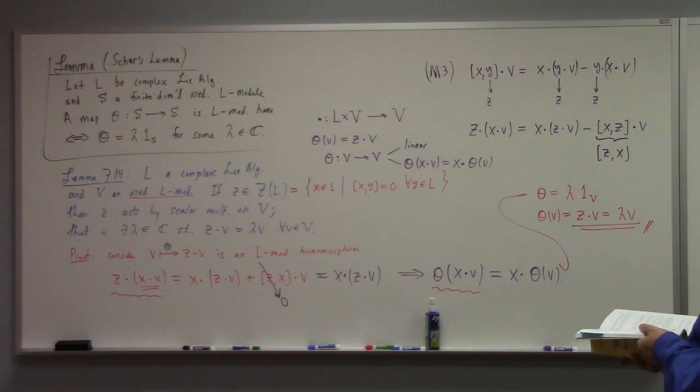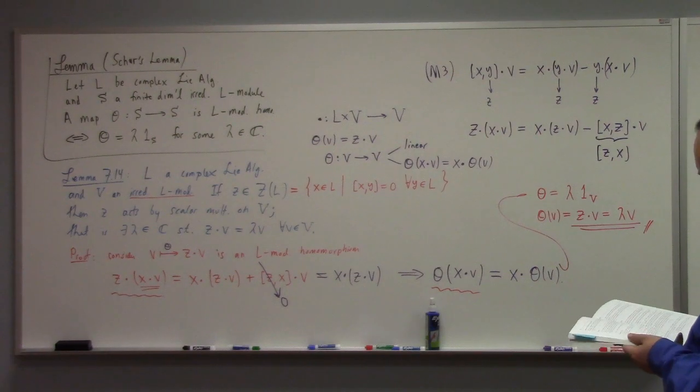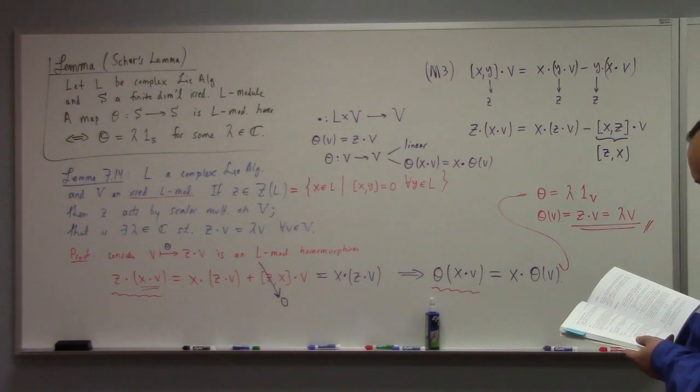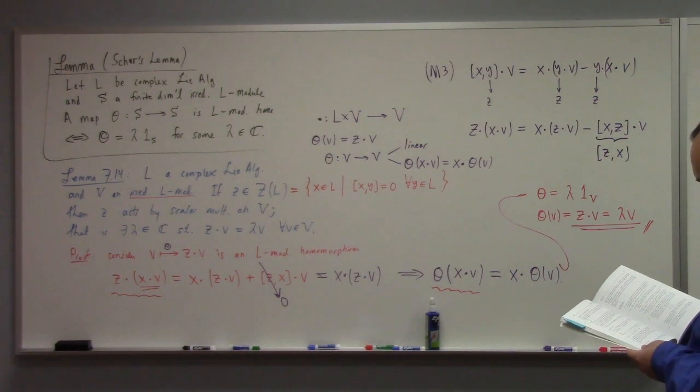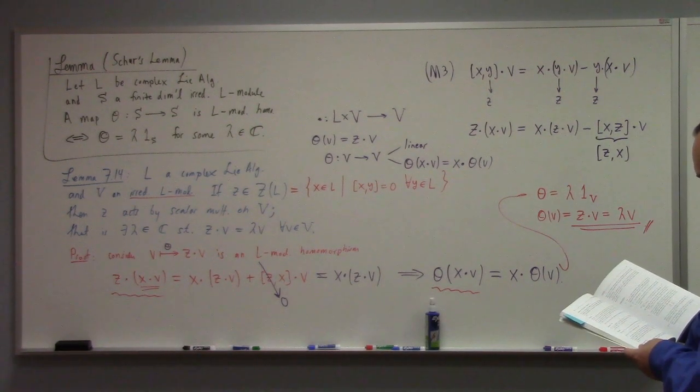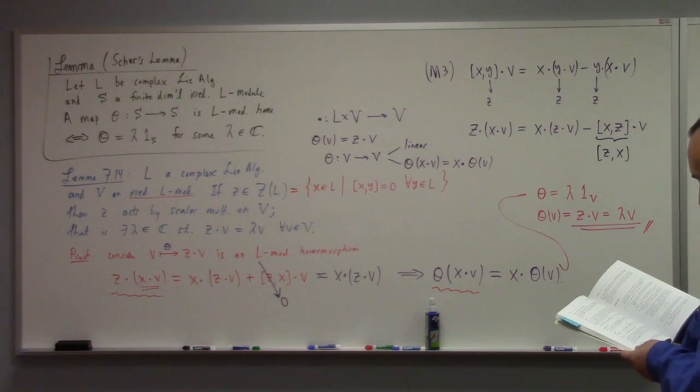So if we have an irreducible L module and we look at the action by the center, it's just scalar multiplication. All right. He says a corollary of the previous lemma is that the simple L modules for an abelian Lie algebra are one-dimensional. Simple modules for an abelian Lie algebra are one-dimensional. We deduce this as follows.